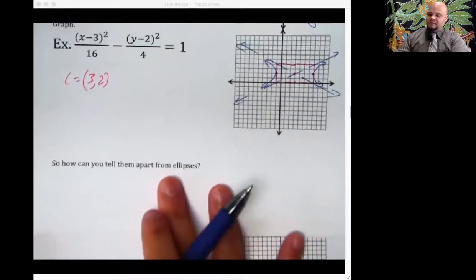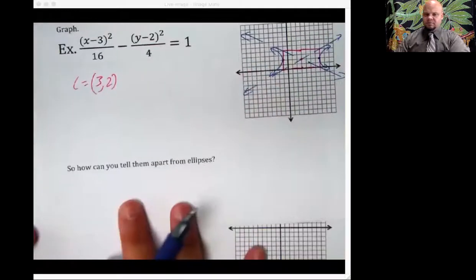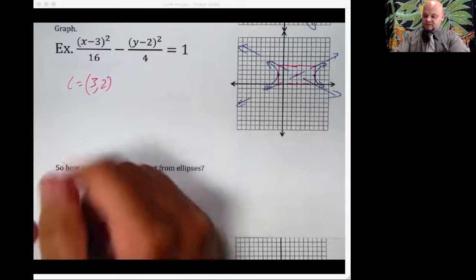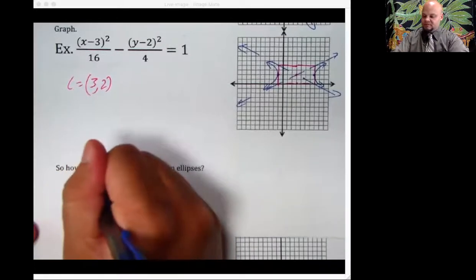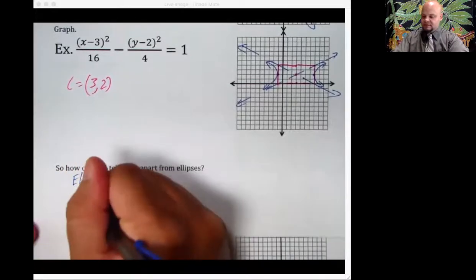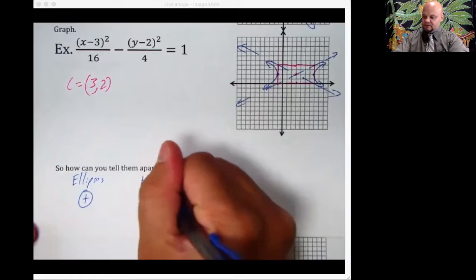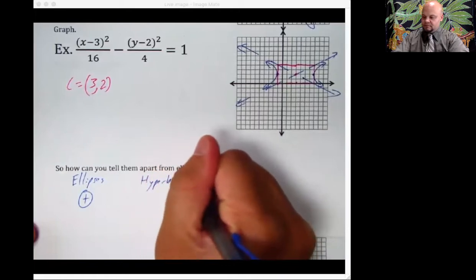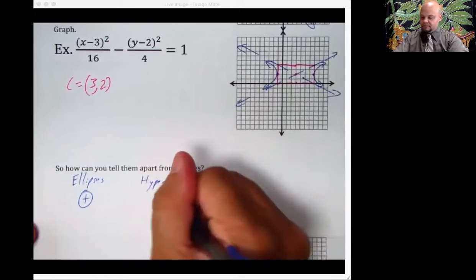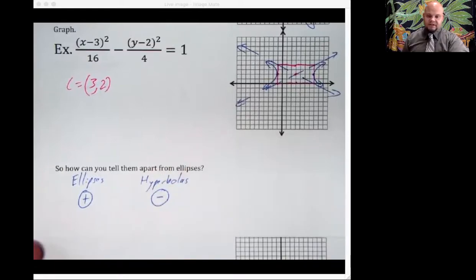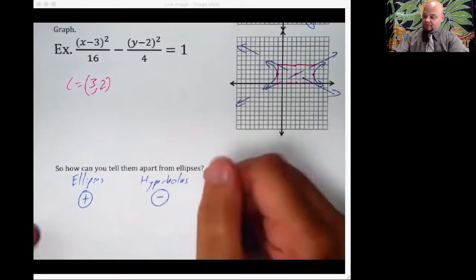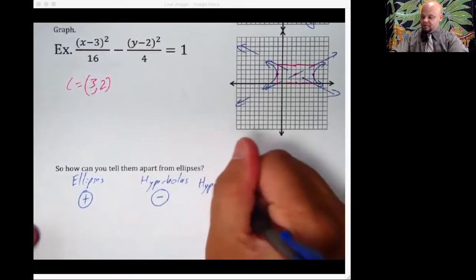The other part is with the equations. And this is the super important part. Did you notice that if you look back at ellipses, ellipses are always adding between the two fractions, whereas hyperbolas are always subtracting. Or if you prefer, hyperbolae.